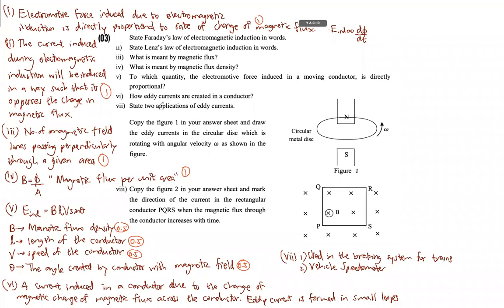And now we'll move on to this question. Copy the figure 1 in your answer sheet and draw the eddy currents in the circular disc which is rotating with angular velocity omega. This is a past paper question in one of the recent years. So let me explain, see if it makes sense to you. I think I might need a larger diagram than this, so let me erase this and go for a larger diagram.